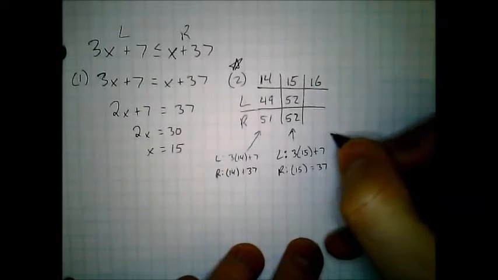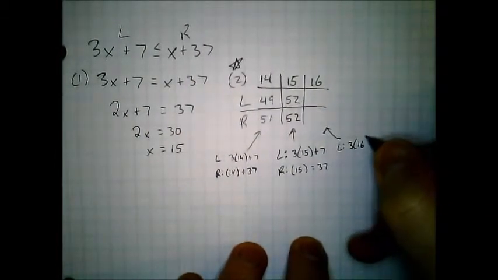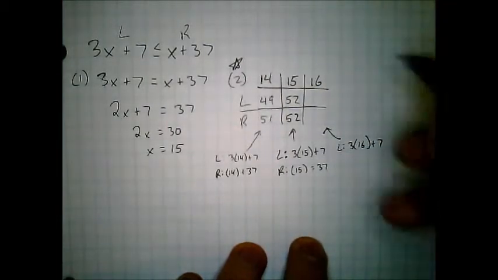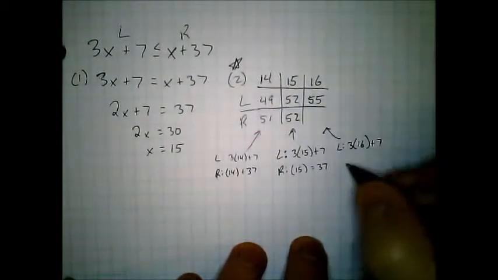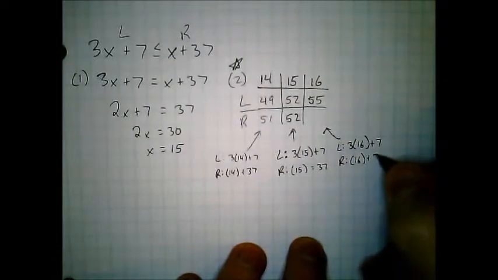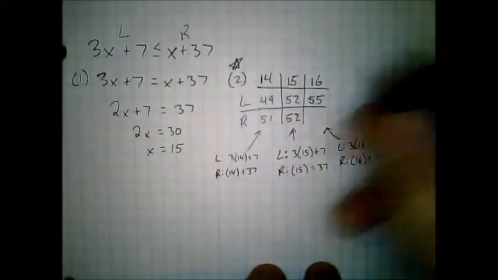And what about after 16 days? How much does the left person have? So we do 3 times 16 plus 7, and this equals 55. And for our right expression, we do x plus 37, so 16 plus 37, and this equals 53.